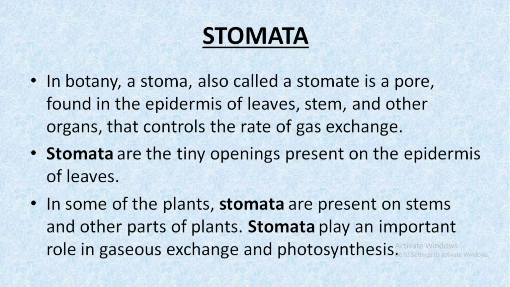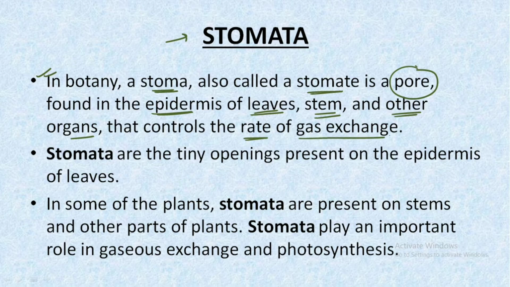So let's talk about the stomata in particular. In botany, a stoma, which is also called a stome, is a type of pore that is found in the epidermis of the leaf, the stems and the other organs, that controls the rate of gas exchange in the leaves and the plant body in particular. The stomata could be called the tiny openings that are present on the epidermis of the leaf. And what is epidermis? Epidermis is the outermost layer of the leaf that we are focusing upon.